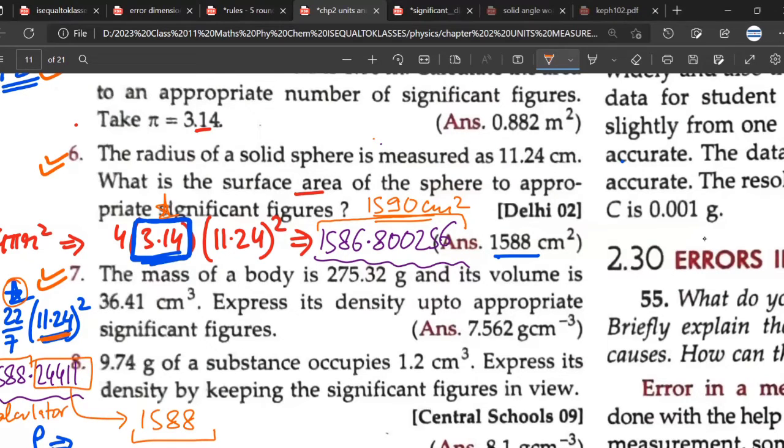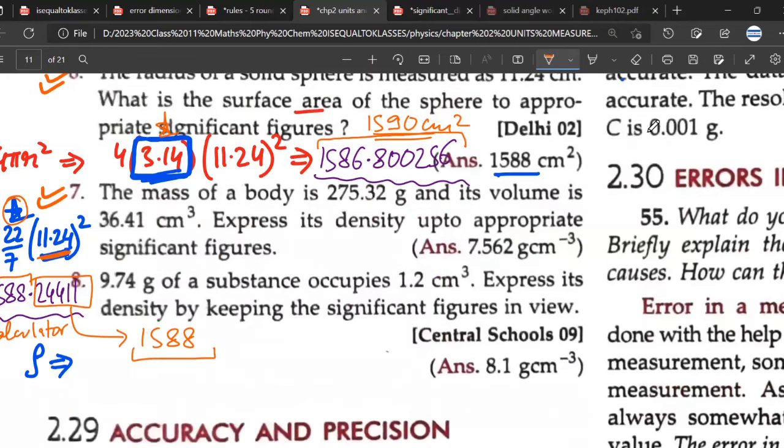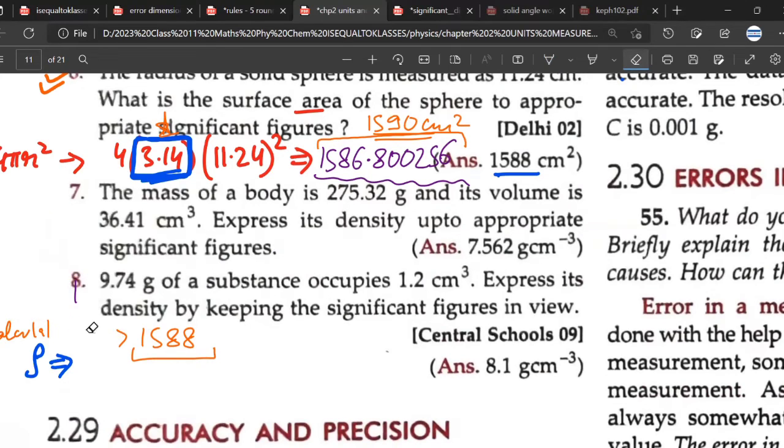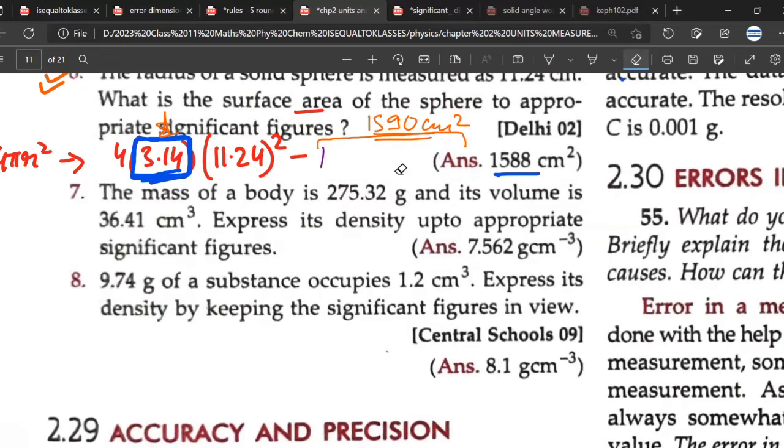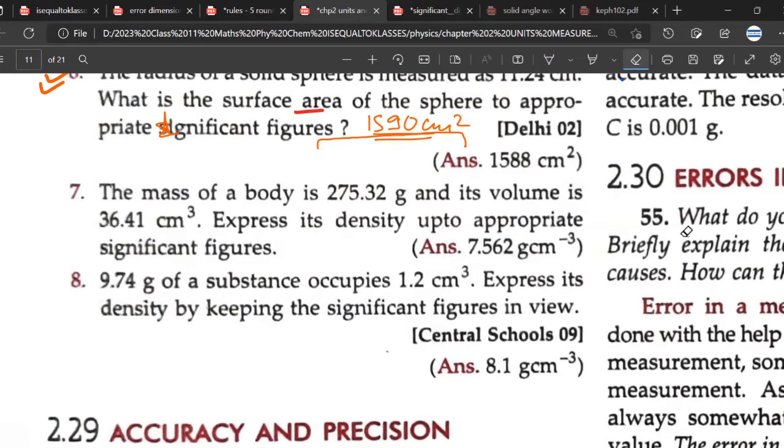Yeah. So what we have understood, and that is what I was trying to tell you, is the practical application of this concept. Going forward, whenever we are calculating using calculator, we'll understand what is the answer that we should actually be writing in our notebook. Okay, let us look at question number 7.